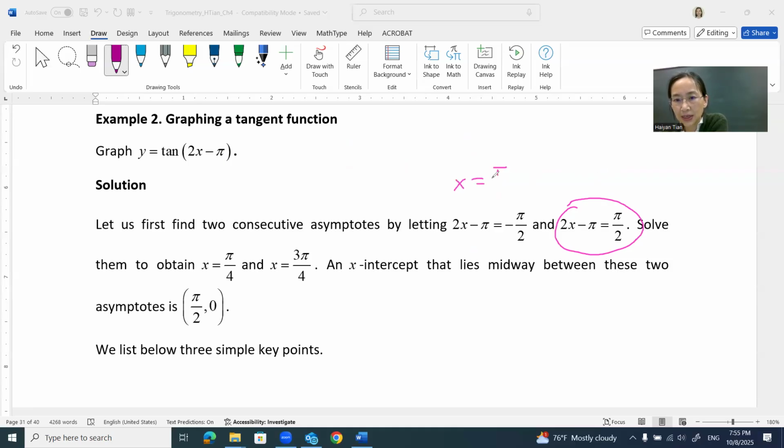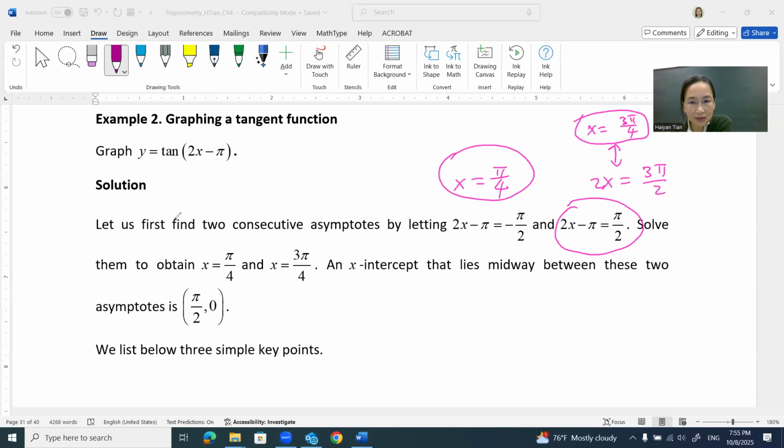So this one means x equals pi/4. And this one, you add pi to both sides. That will become, after you add pi, 3 pi/2, right? Then divide both sides by 2. Then we get x equals 3 pi over 4. So this and this, we know those two vertical lines are vertical asymptotes. So x is pi over 4, this one, and x equals 3 pi over 4.